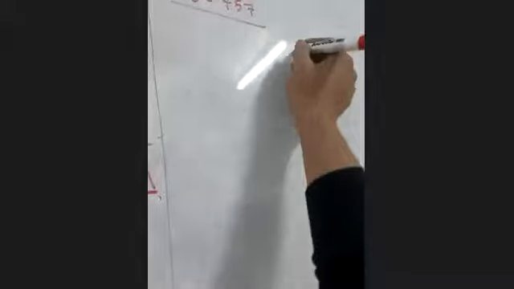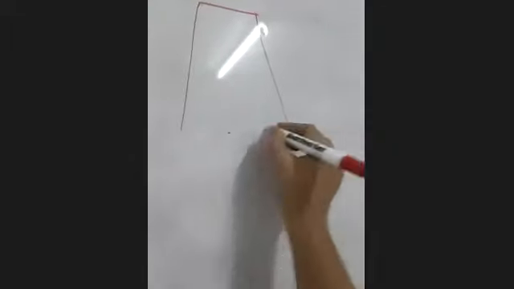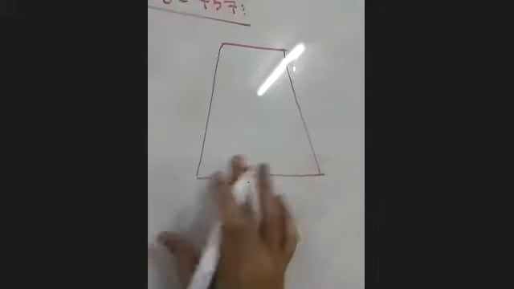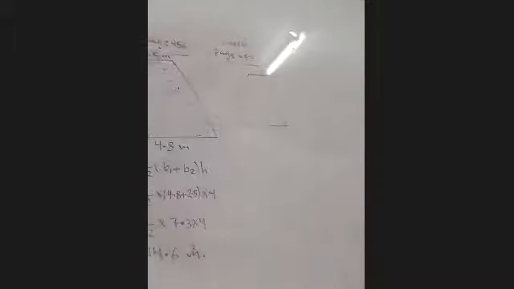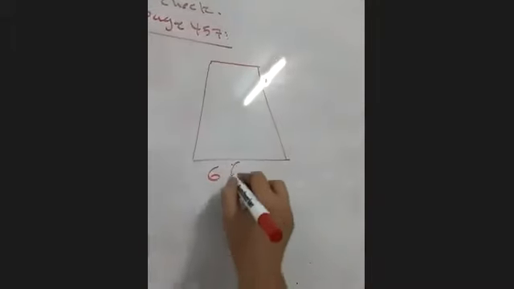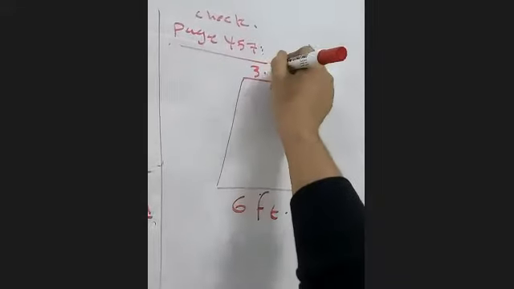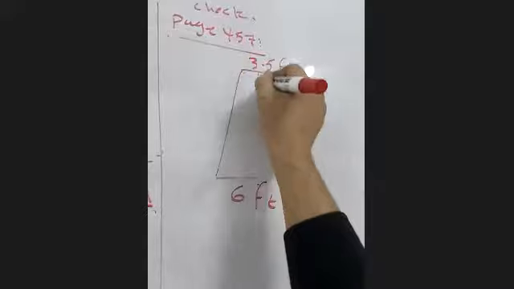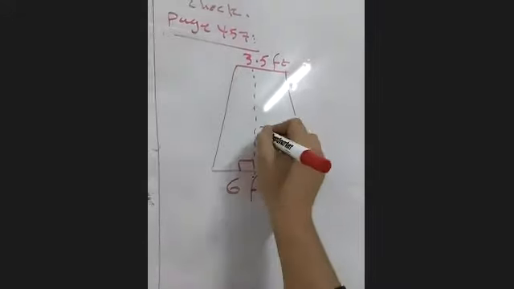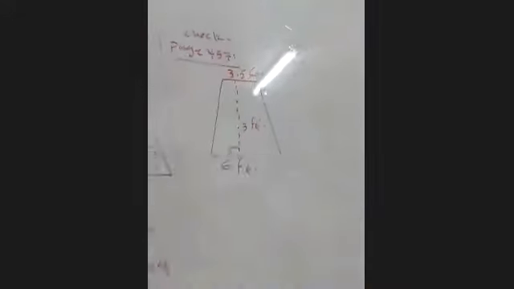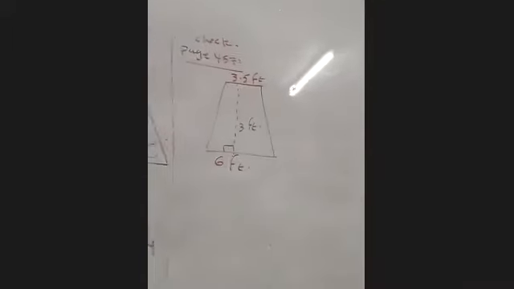So we have a table, something like this, and it's a trapezoid. The dimensions are: down, we have 6 feet. Up, 3.5 feet. And the height between them is 3 feet, okay? Now, they want the area of this table, right?